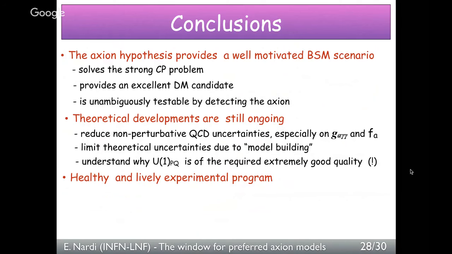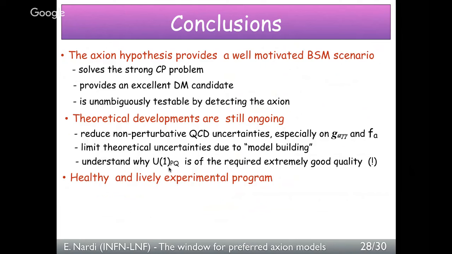Theoretical developments are still ongoing, so there are some uncertainties that will hopefully be reduced with further studies on the lattice. Theoretical uncertainties due to model building should also be reduced. And the final point is, where does the Peccei-Quinn symmetry come from? It is a global symmetry, but it's not even a symmetry because it is anomalous. So there is no reason why it should be respected by gravity, and by other physics beyond the physics of the standard model and of the axion.